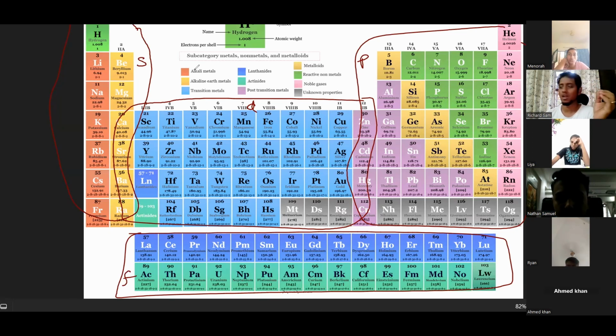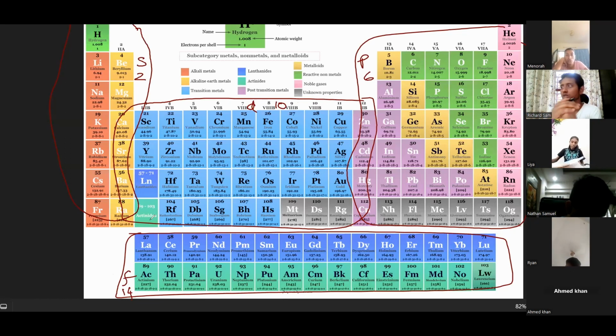You just remember how many groups are in each of these. S block has how many groups? 2 groups. P block has 6 groups. D block has 10 groups. Correct? And F block has 14 groups. So you're adding 4 every time. 2, then 2 plus 4, 6 plus 4, 10, 10 plus 4, 14. So you can easily remember these numbers.